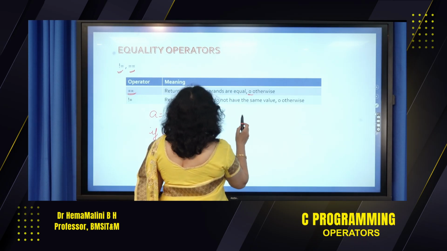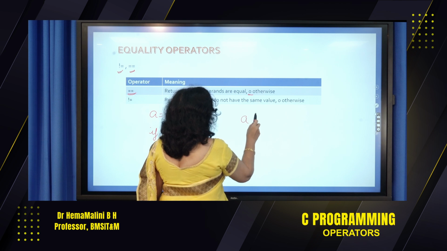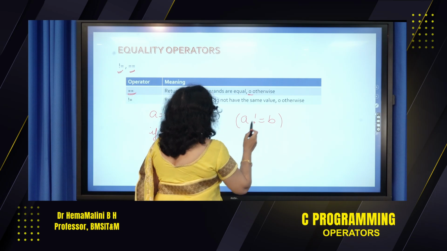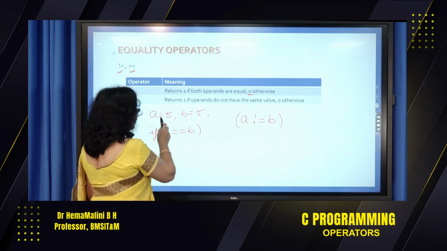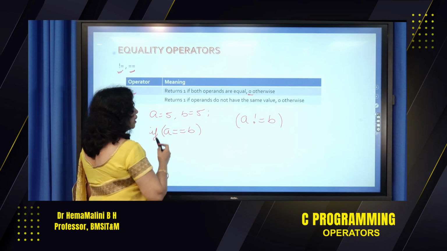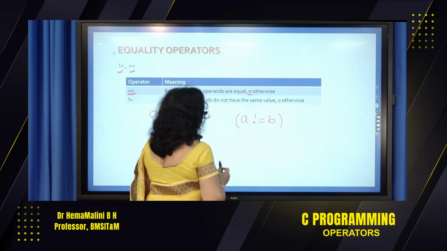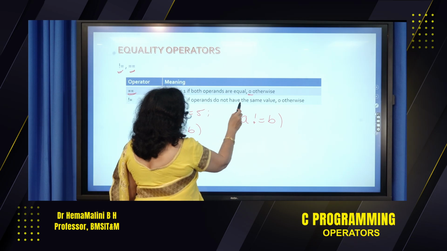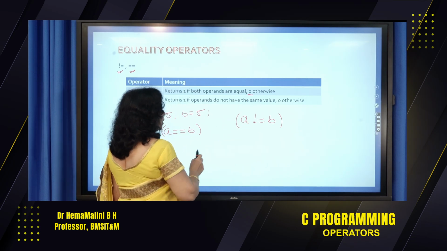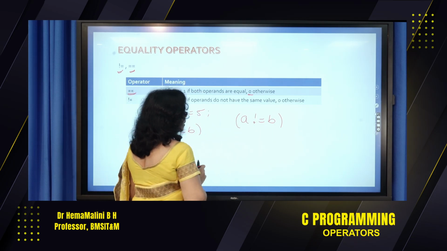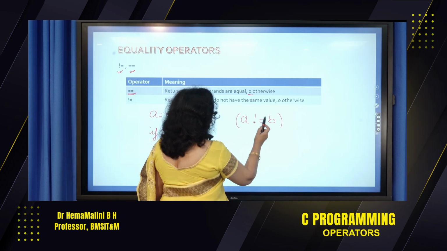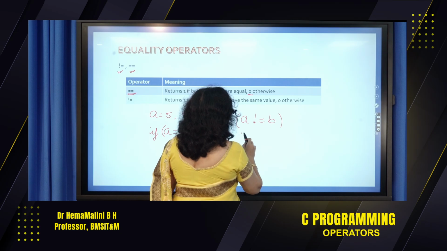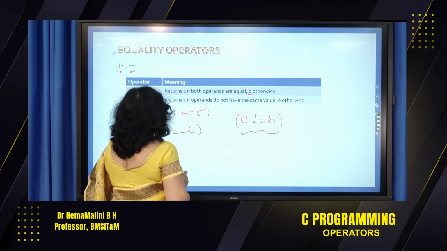Then say for example, not equal to, A not equal to B, this is how we check, but here it is actually equal. If A equal to 5, B equal to 5, this condition fails. So it returns 1 if operands do not have the same value, otherwise it is going to return 0. Here both are having same value, the condition fails. So what is it going to return? It will return a 0.